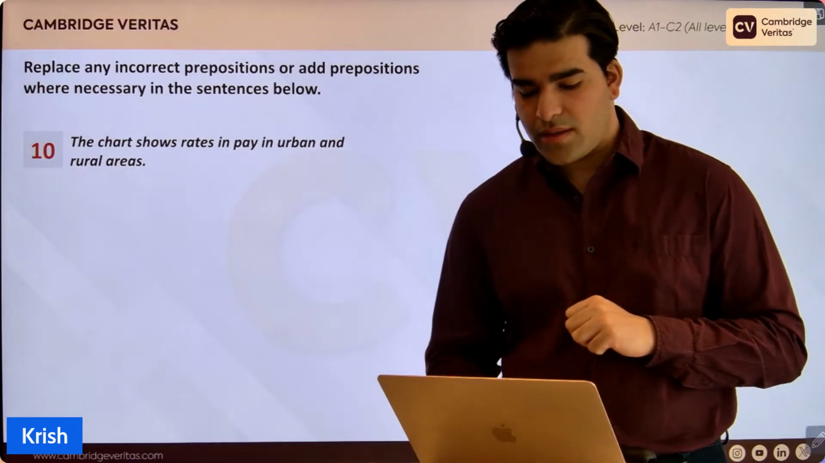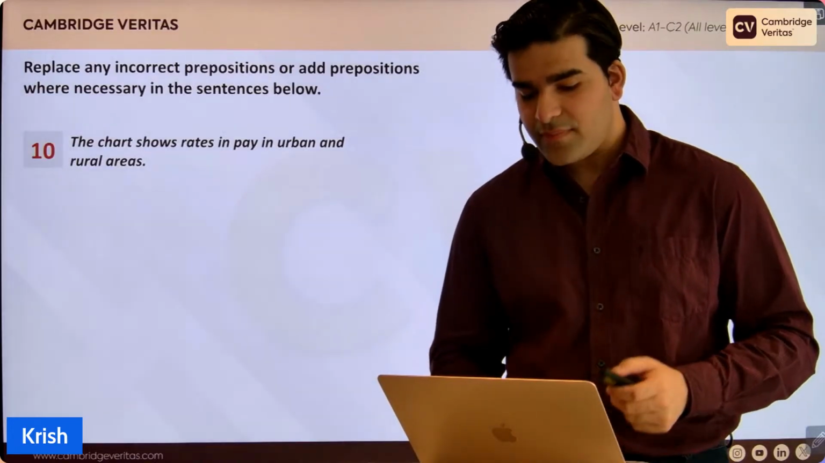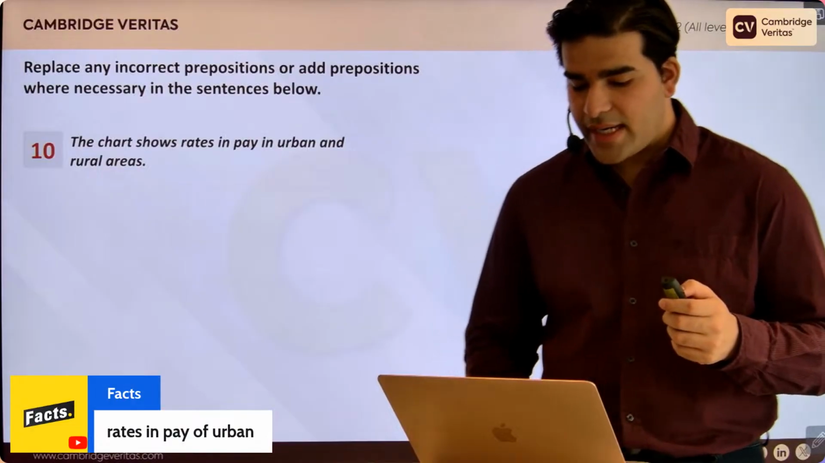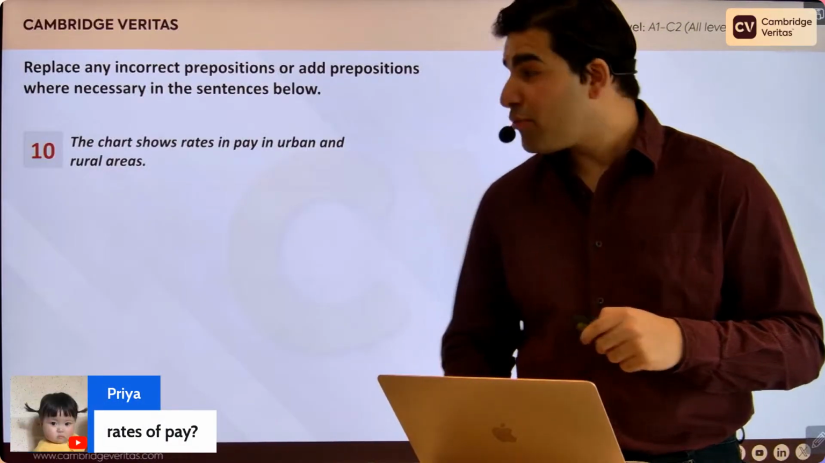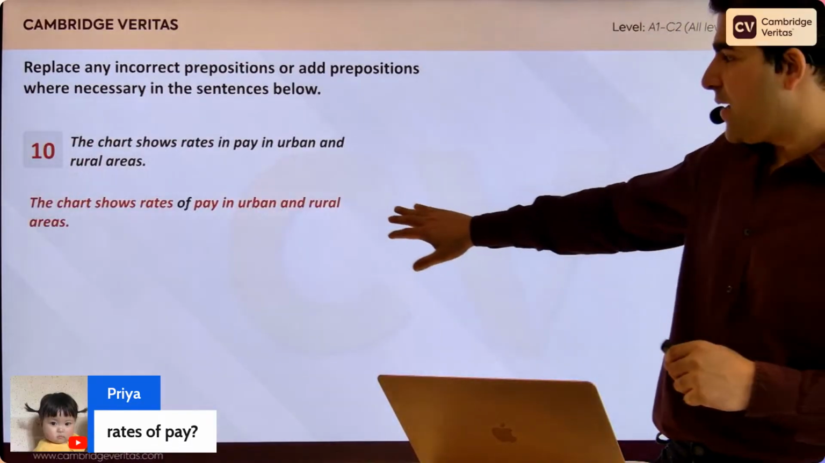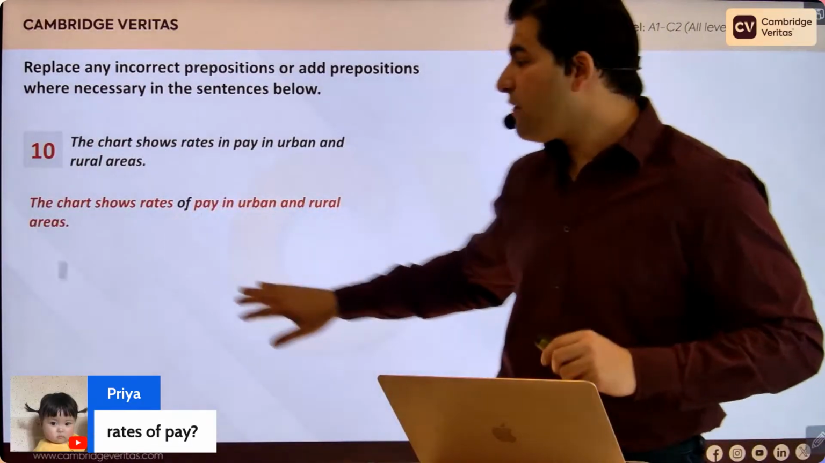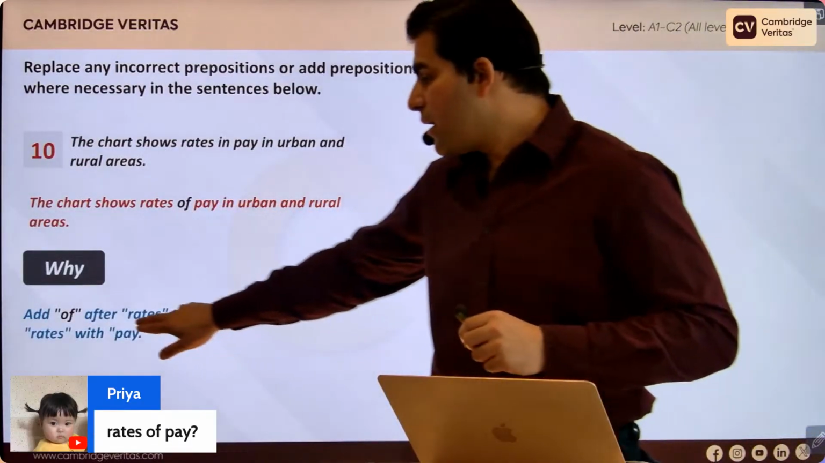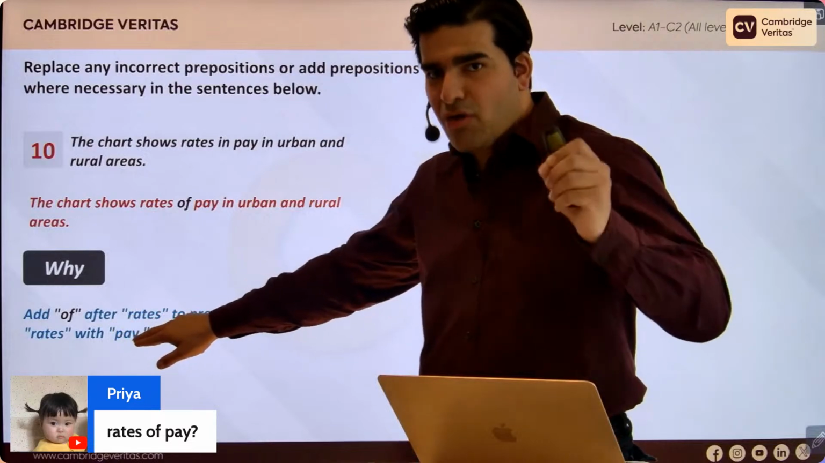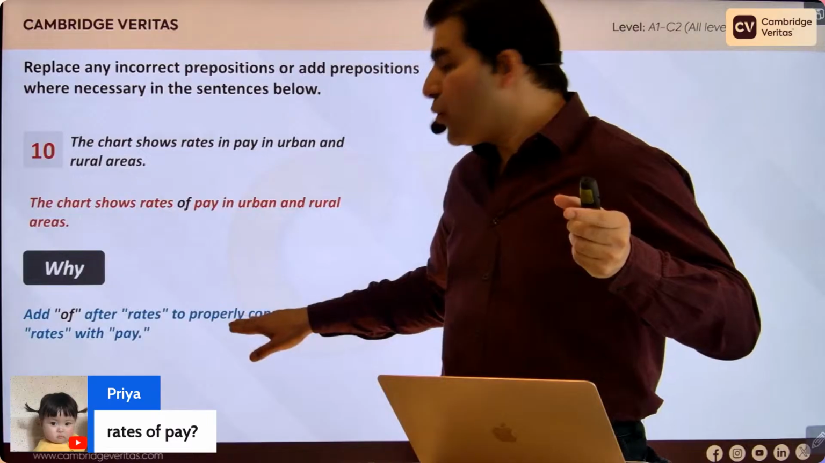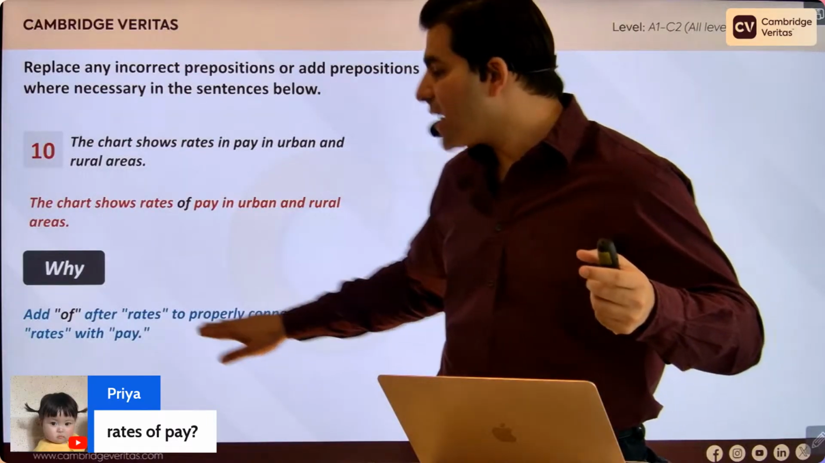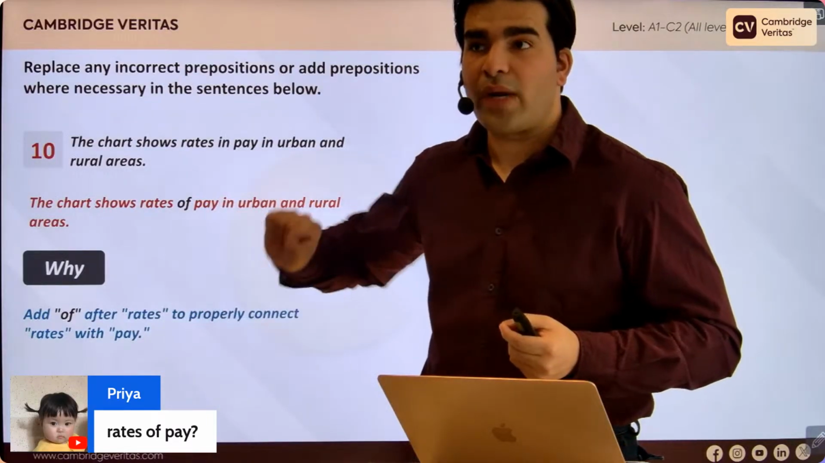Seen something wrong with it. Yes, you're right. Thank you. Priya is right here. Thank you, Shivanshi. It's rates of pay. Once again, why? Because we are adding "of" for a very simple reason. After rate, we have to properly connect it with the word pay. So not rates in pay.